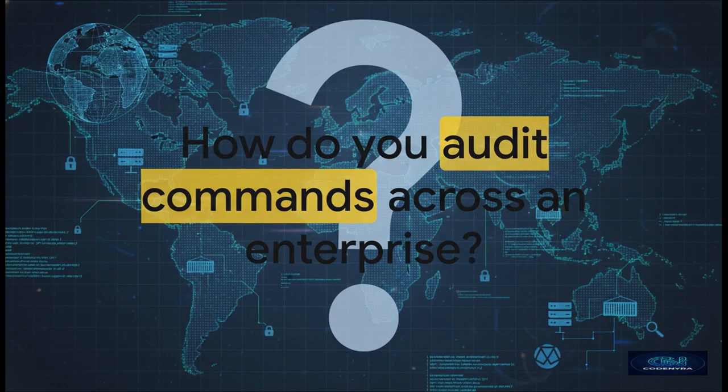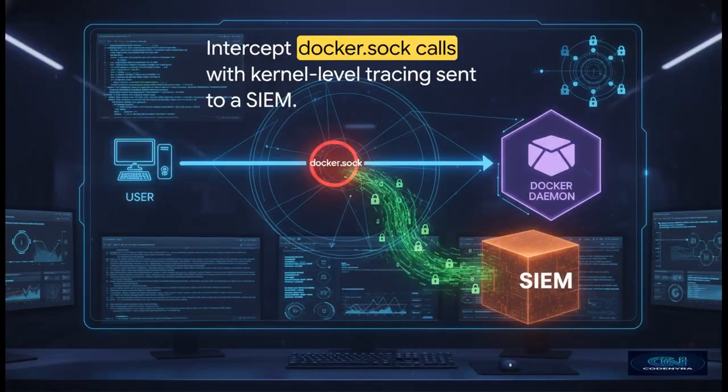Which brings us to the ultimate governance challenge. If developers have the CLI installed on their machines, how do you actually secure and audit Docker command usage across a globally distributed enterprise team? Well, you certainly cannot rely on bash history. It's way too easily modified or bypassed.